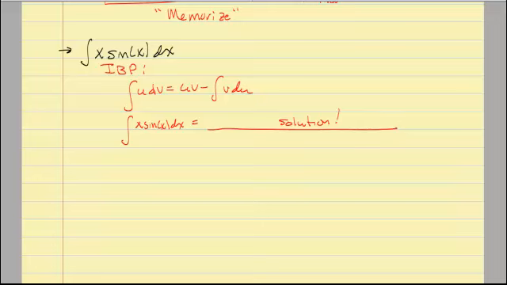A rule of thumb, this doesn't work every time, but a rule of thumb is that we let the trigonometric function equal our dv and we let our u equal the algebraic function. And again, it's just a rule of thumb, it will not work every time. So we let u equal our algebraic function. Now the reason we let u equal our algebraic function is, if you look over here, I need a du. I need to take its derivative.